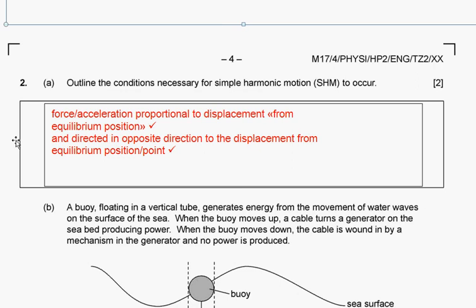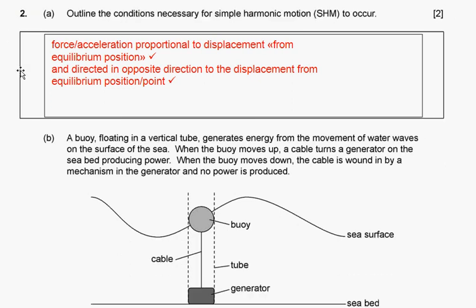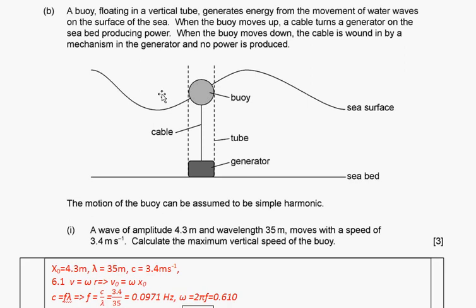Next question. Outline the condition necessary for simple harmonic motion to occur. So this you should learn by heart. Force should be proportional to displacement from equilibrium position and directed in the opposite direction to the displacement from the equilibrium position. So learn by heart. This is a very frequent question.